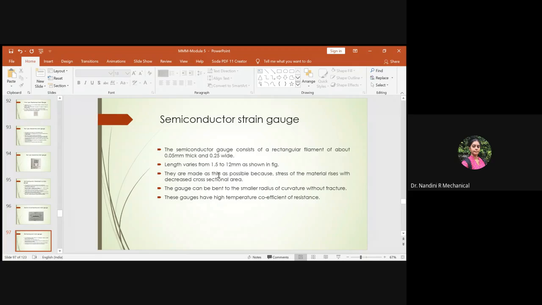Due to this thin thickness, the gauge can be bent to a smaller radius of curvature without any fracture. So these semiconducting materials are flexible and can be bent to the smallest radius of curvature without any fracture because they are not brittle in nature. This is one of the characteristics of a semiconducting strain gauge. Also, these gauges are very much suitable for high temperature coefficient of resistance. So you can use this even for high temperature measurement of coefficient of resistance.